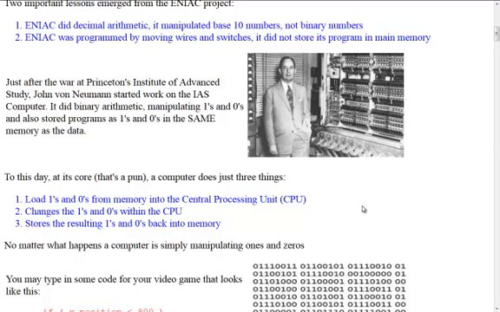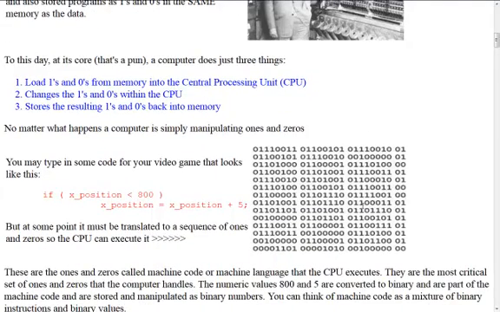It did binary arithmetic, manipulating ones and zeros, and also stored its programs as ones and zeros in the same memory as the data. To this day, at its core, that's a pun, a computer does just three things. First, load ones and zeros from memory into the central processing unit, or CPU. Second, change the ones and zeros within the CPU, and finally store the resulting ones and zeros back into memory. No matter what happens, a computer is simply manipulating ones and zeros.